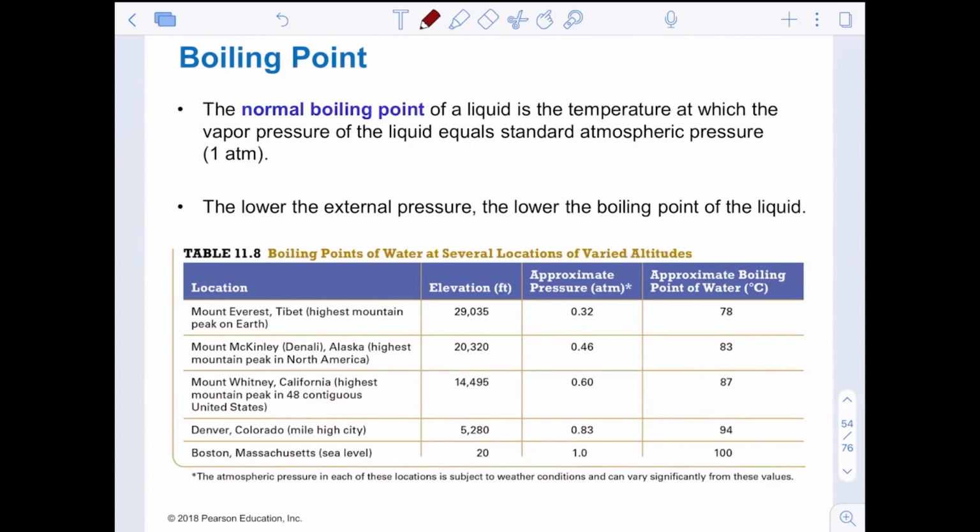When you think about sea level, right? Elevation close to 0, 20 feet, not that big of a deal. Approximate air pressure, 1 atm.